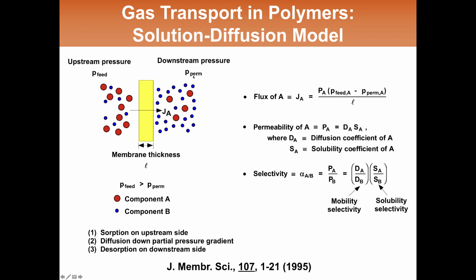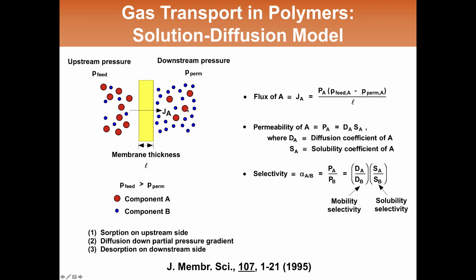And this is one of the ways that people change transport properties and separation properties of materials for gas separations: by changing the backbone structure of a polymer in order to either make it more or less flexible and to make it more or less dense. Those factors have enormous impact on rates of transport.